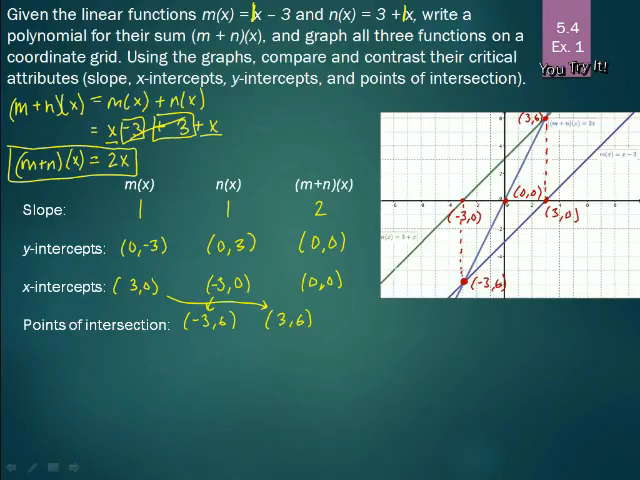Also note that n of x and m of x both have the same slope and they are parallel, so those two lines will never intersect, but both intersect with m plus n of x. And so let's go ahead and summarize our answer.